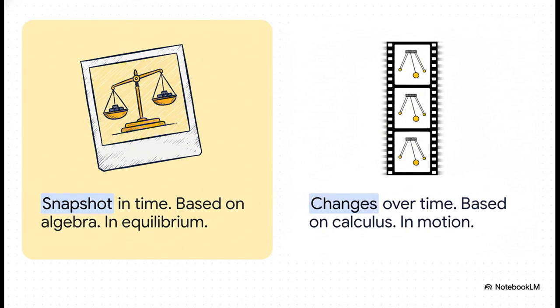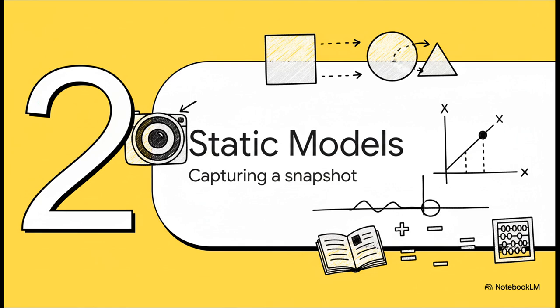But then you've got dynamic systems. And these are all about change. They're like a movie, not a photo. To capture things that are constantly in motion, changing their speed or position, we need a more powerful tool, and that's calculus. So let's talk about that static snapshot.